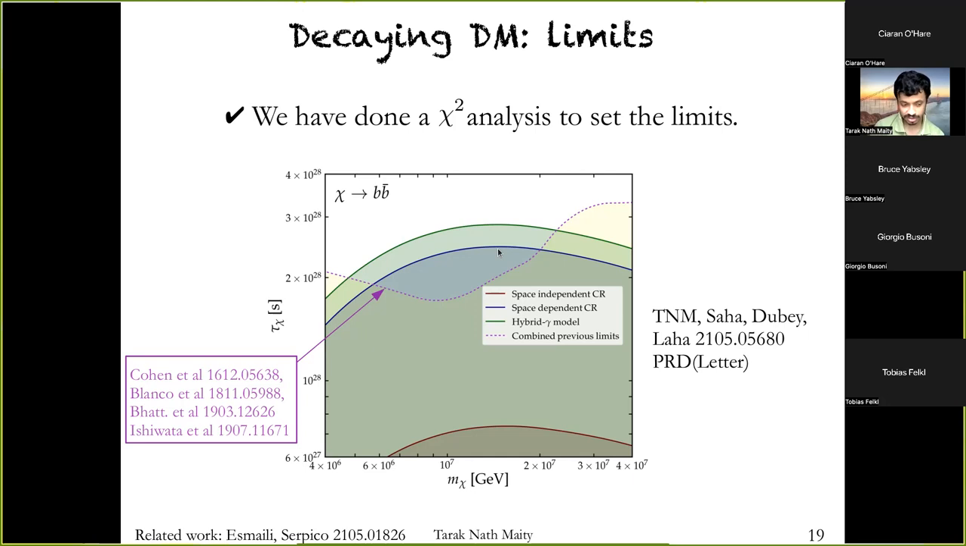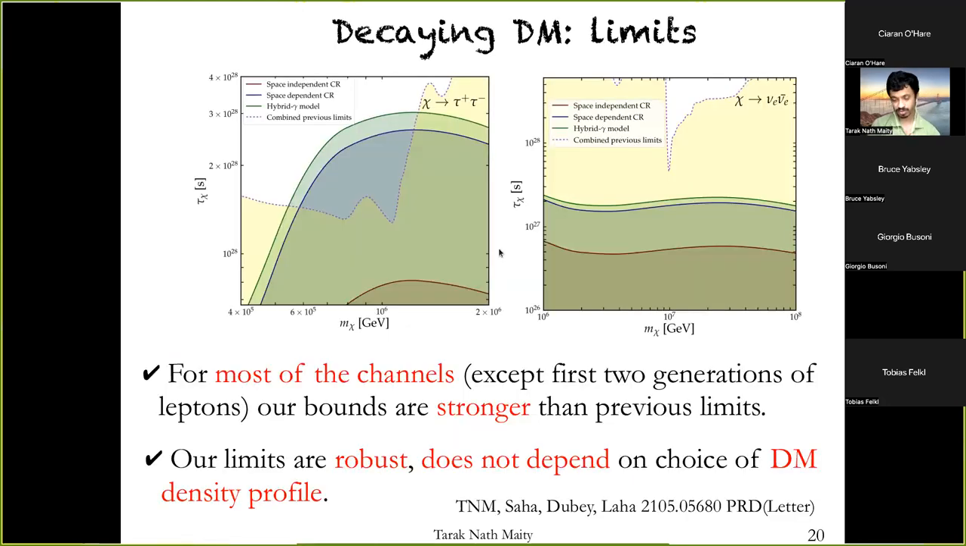While this result we have presented is for a particular decay channel where dark matter is decaying to b b-bar, we have done the calculation for other channels also. And our conclusion is that for most of the channels, except for the first two generations of leptons, our bounds are stronger than the previous bounds.